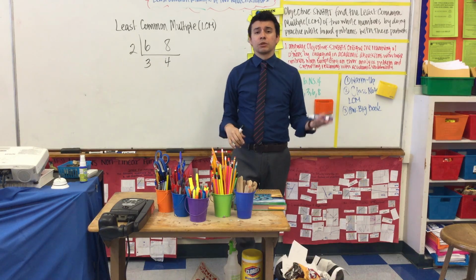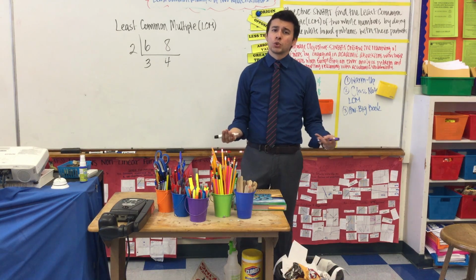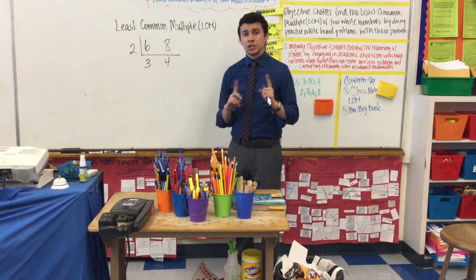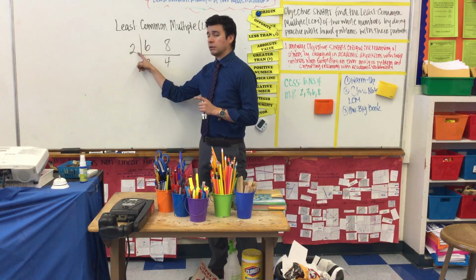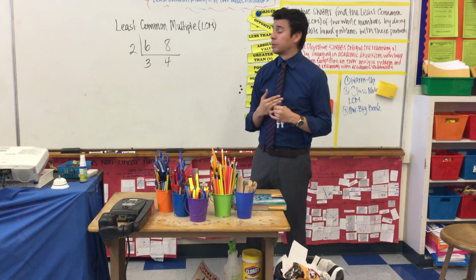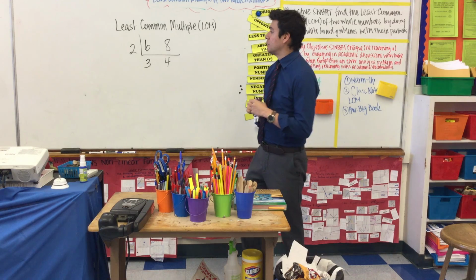Ask yourself again, what number goes into 3 and 4? Well, it's 1. So once you hit 1, you're done. In this case, the GCF will be 2. But I don't care about GCF. I want the least common multiple. This is how you figure out the least common multiple.